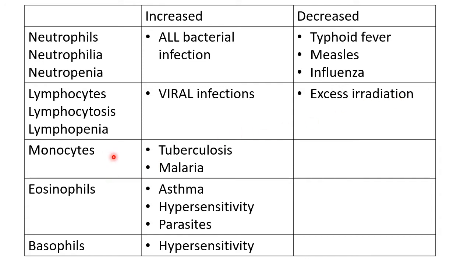Monocytosis can happen in tuberculosis and malaria. Eosinophilia naman sa asthma, hypersensitivity and parasitism, no? And basophilia, again, sa mga hypersensitivity reactions.